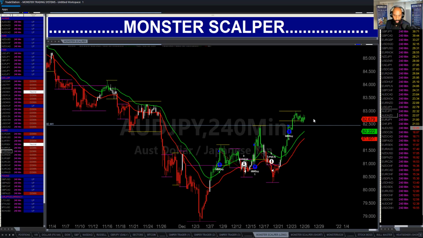Every time it breaks support, like here, price went up, it failed, and we got to get out. So just make sure that if it comes down around this level in here, right at 82.20 or so, because here is previous resistance, which is now support. If it comes down and breaks this, we have to get out. We can't think about it. We just have to react and get out.